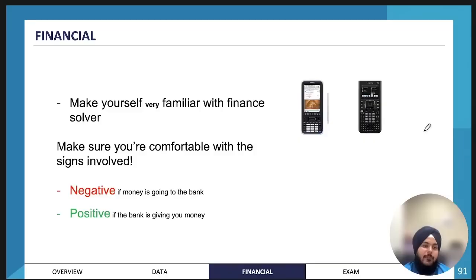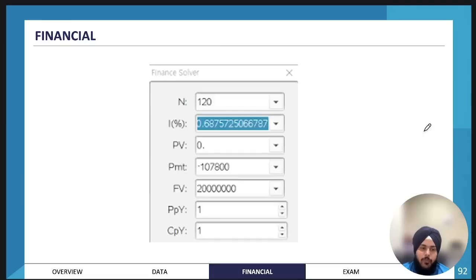So negative is if the money is going to the bank and away from you, because you're giving money away. Positive is if the bank is giving you money and it's coming to you. So always look at it with reference to yourself. If it's going away from you, negative. If it's coming to you, positive.